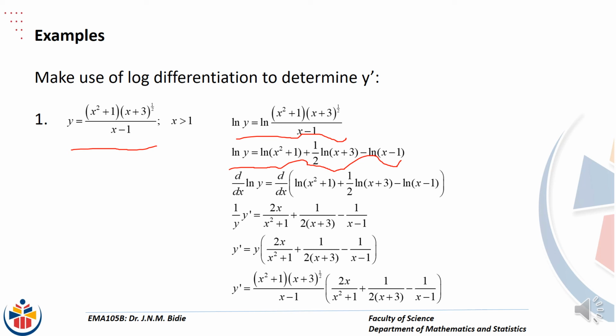Now I need you to look at the second last step. We end up with y times the expression that we got on the right hand side. And we already have an expression for y. So in place of y, we substitute the original expression without simplifying it. Substitute the original function to give you the very last answer. Please check the differentiation. Please check the use of the chain rule and also the simplification.